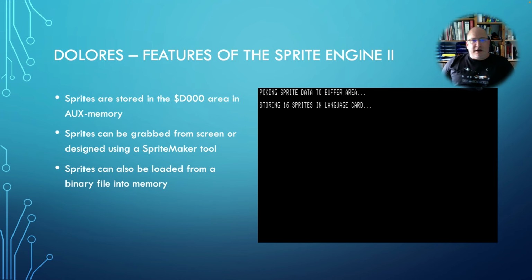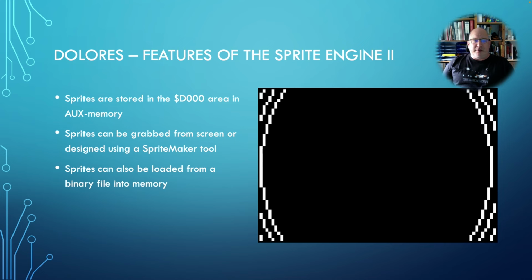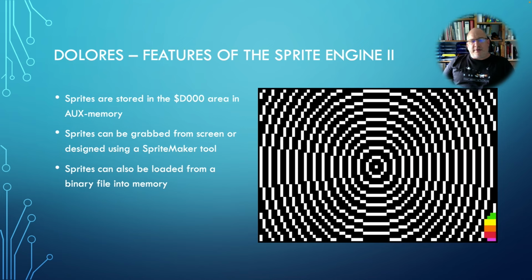You put sprites in the buffer area, store them in the language card, and then the animation is done using the sprite engine from Applesoft. And you can see the speed is quite high here with this single sprite animation. And you can use this, as I told before, for doing tile games or puzzle games in Applesoft that don't need the speed of high-res arcade graphics. And I will show you an example of that concept on the next slide.